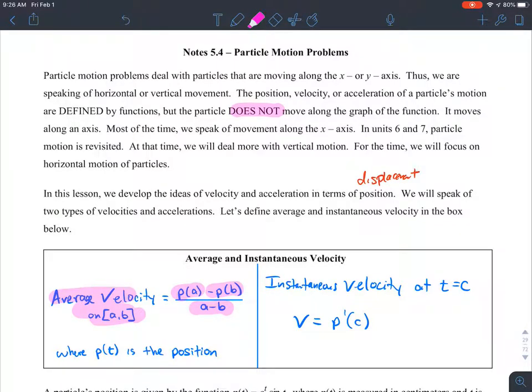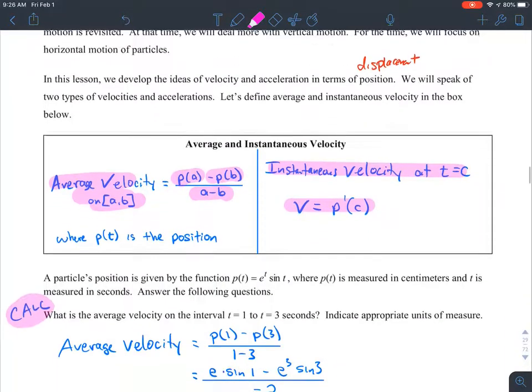Instantaneous velocity at a specific time c, you take the derivative of the position function and evaluate it at c. That also should look familiar from a different context.